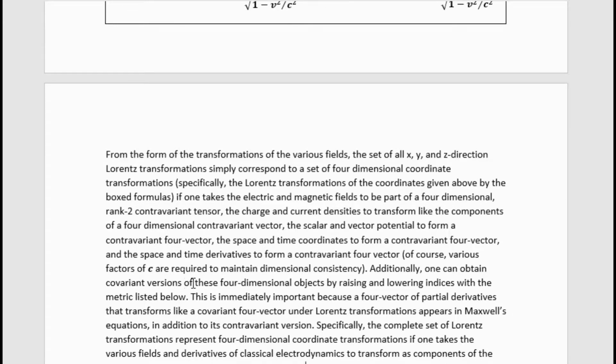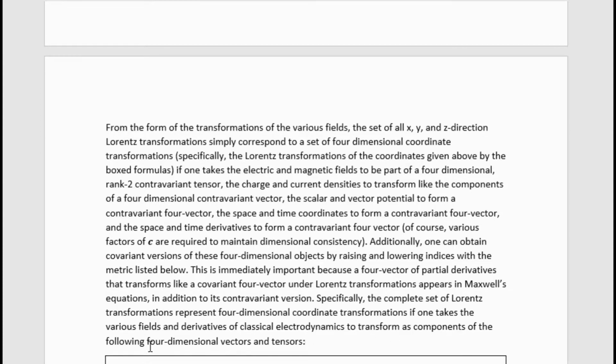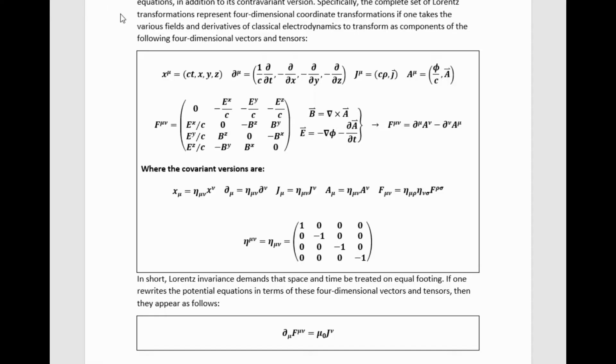Additionally, one can obtain covariant versions of these four-dimensional objects by raising and lowering indices with the metric listed below. This is immediately important because a 4-vector of partial derivatives that transforms like a covariant 4-vector under Lorentz transformations appears in Maxwell's equations, in addition to its contravariant version. Specifically, the complete set of Lorentz transformations represents four-dimensional coordinate transformations if one takes the various fields and derivatives of classical electrodynamics to transform as components of the following four-dimensional vectors and tensors.